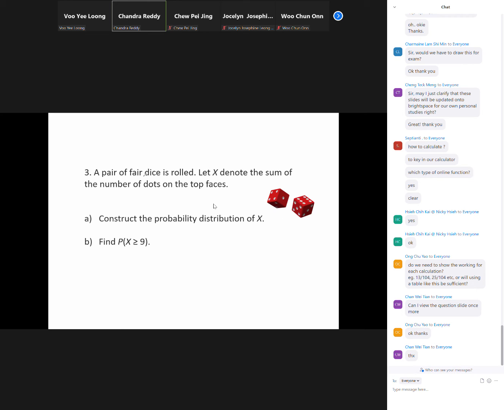You need to first construct the probability distribution for X. When you throw dice, what will be your sample space? First we need to know the sample space when you throw two dice. I think I'll show you in the next slide.